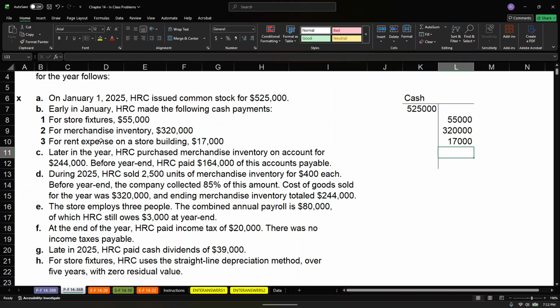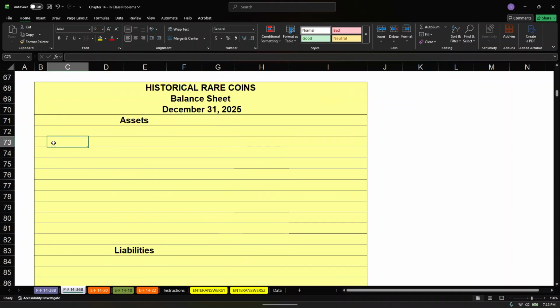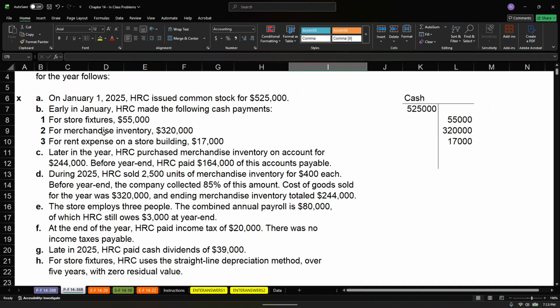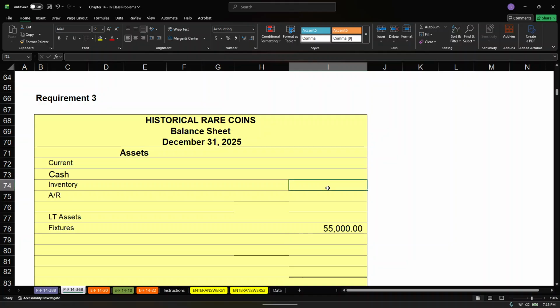Okay, so I'm also going to put these on my balance sheet. So store fixtures, 55,000. So these are all assets. And I'm going to have a section for long-term assets and one for current, of which cash, inventory, AR. And this one is fixtures, 55,000. And then another one is merchandise inventory, 320,000. So inventory, 320,000. Oops.